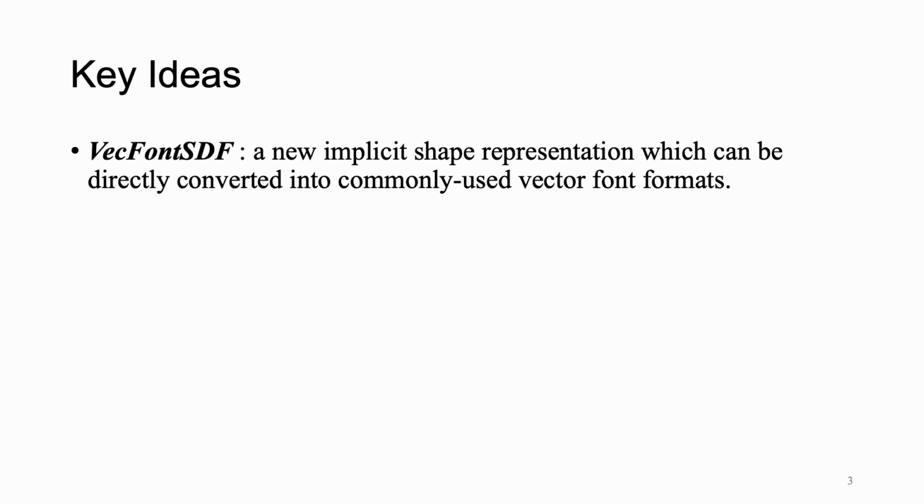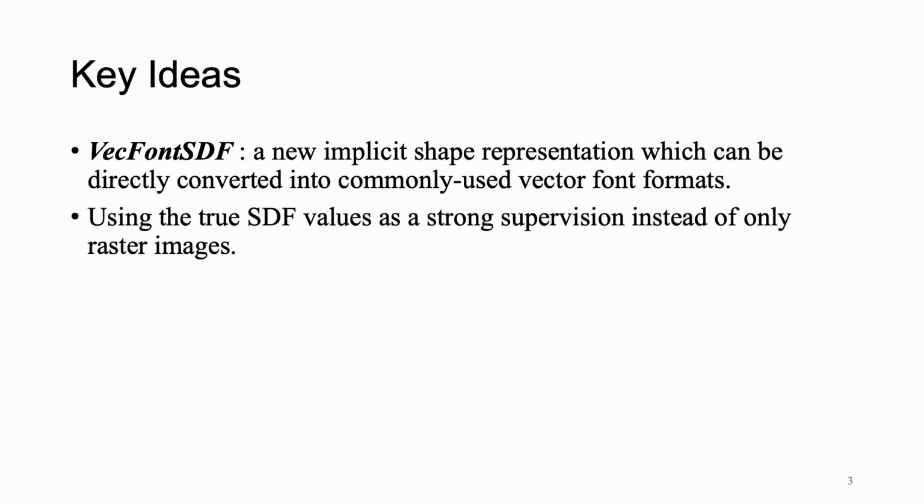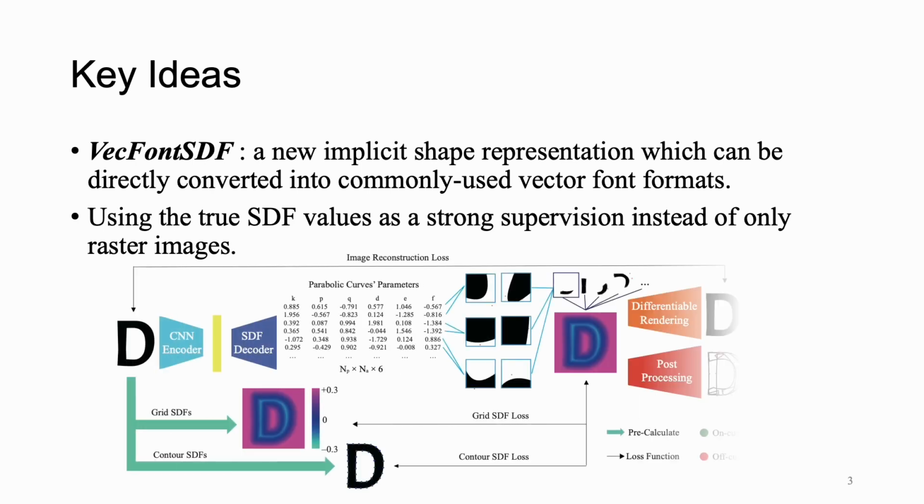This paper proposes an end-to-end trainable method, VecFontSDF, to reconstruct and synthesize high-quality vector fonts using signed distance functions. Specifically, based on the proposed SDF-based implicit shape representation, VecFontSDF learns to model each glyph as shape primitives enclosed by several parabolic curves, which can be precisely converted to quadratic Bezier curves that can be widely used in vector font products. What's more, we use the true SDF values as a strong supervision instead of only raster images to produce much more precise reconstruction and synthesis results compared to previous SDF-based methods. The proposed VecFontSDF can be flexibly integrated with other generative methods such as latent space interpolation and style transfer.